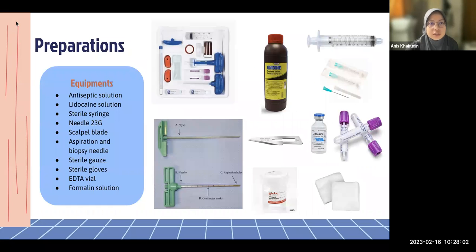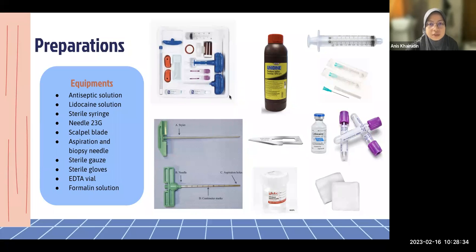Okay. And then next, of course, we need to prepare the equipment. First, we need antiseptic solution, lidocaine, syringe, needle, scalpel blade number 11, aspiration and biopsy needle, of course, and then gauze, sterile gloves, EDTA vial, and also formalin solution to put the biopsy tissue in later.